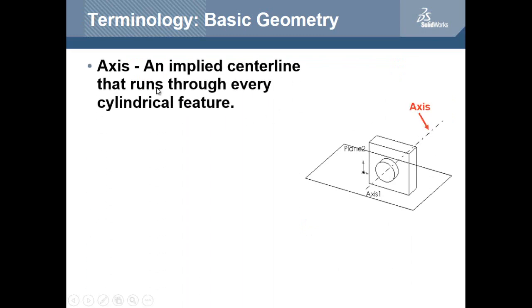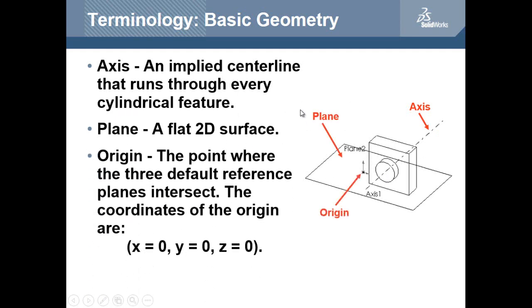Basic geometry. The axis is an implied center line that runs through every cylindrical feature. Here we have an axis going through this circle. A plane is a flat two-dimensional surface. The origin is the point where the three default reference planes intersect. The coordinates of the origin are x equals 0, y equals 0, z equals 0. It's represented with the arrows pointing upwards and to the right.